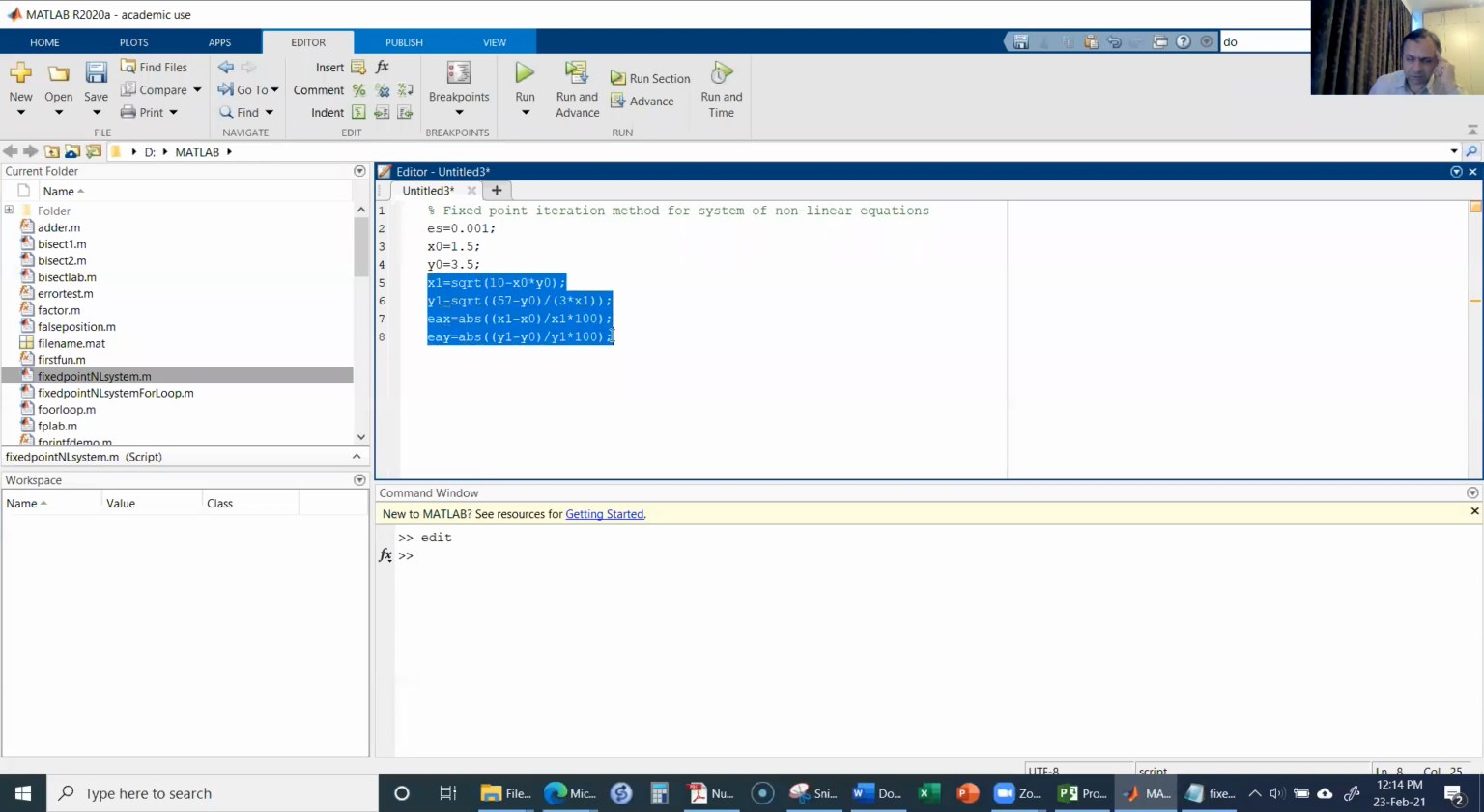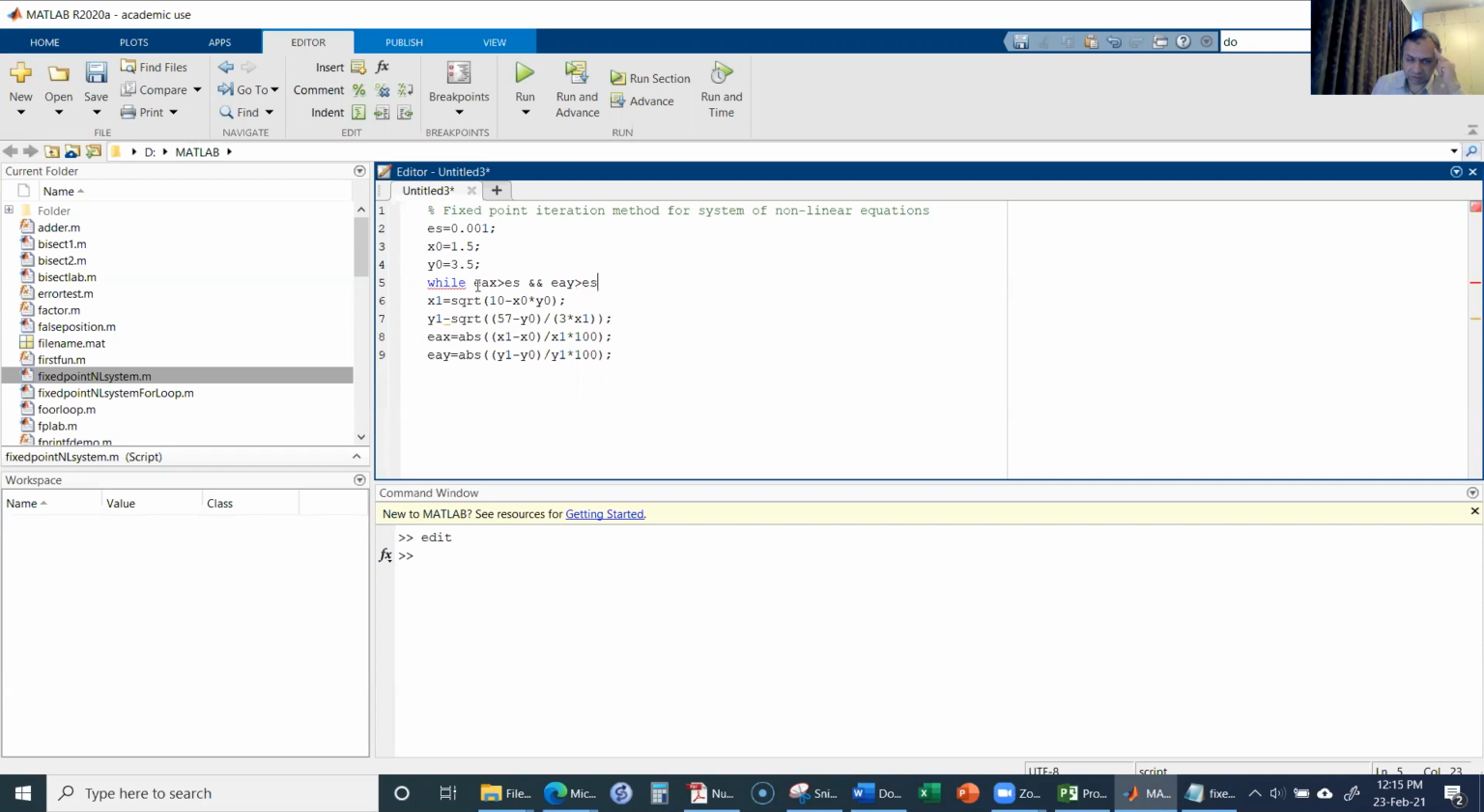Okay, so this process can be repeated. That means x1, y1, EAX and EAY can be repeated. So since it can be repeated, we can put it in a while loop. While EAX is greater than ES and EAY is greater than ES, the stopping error.